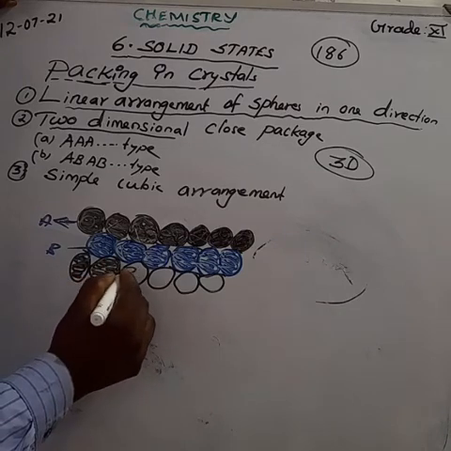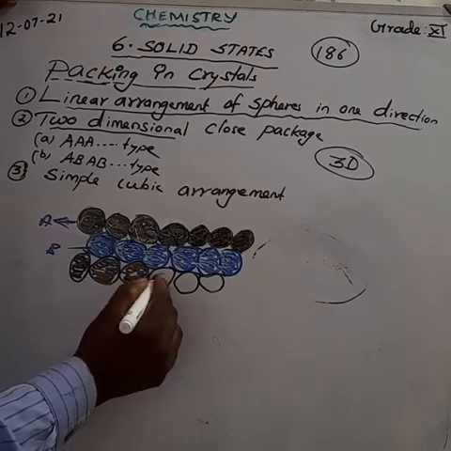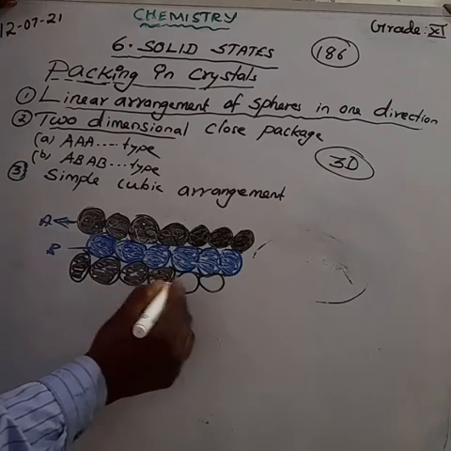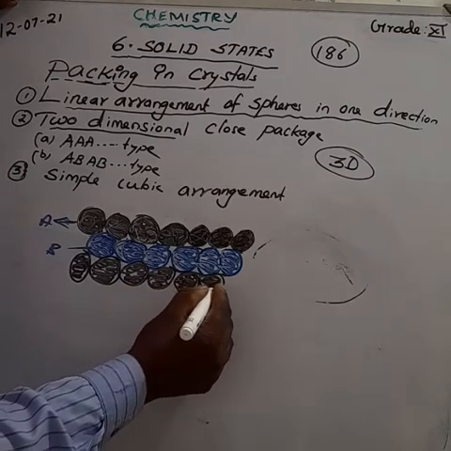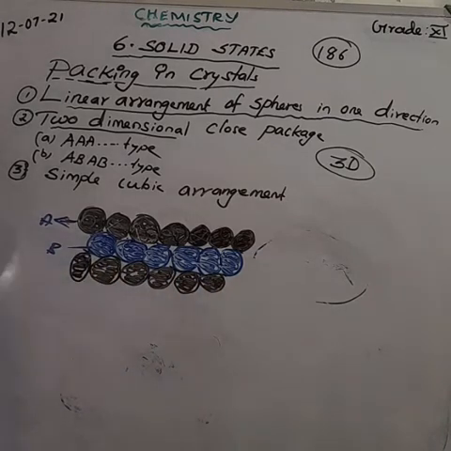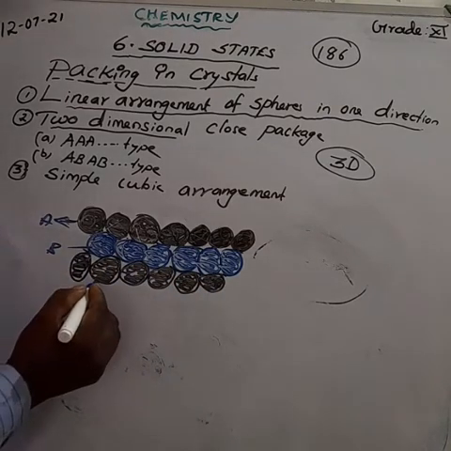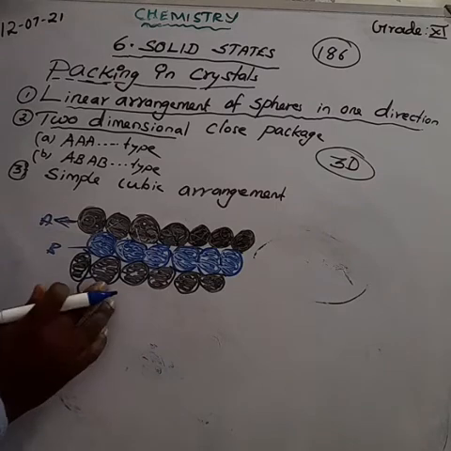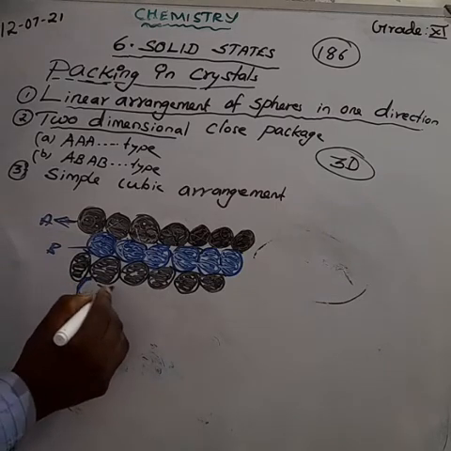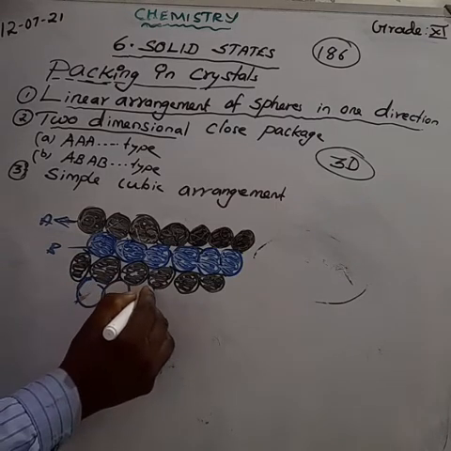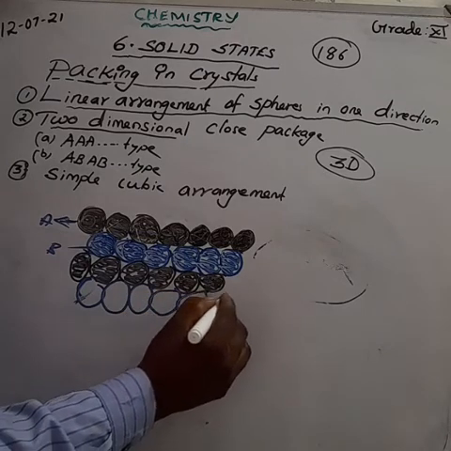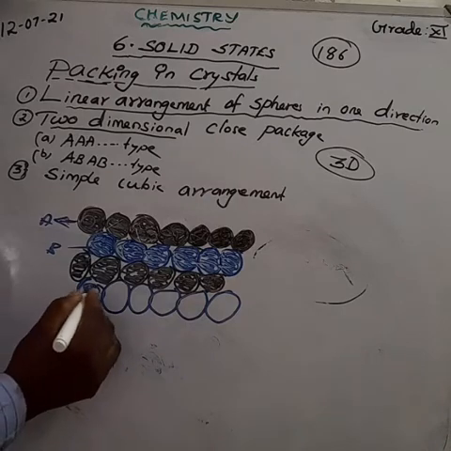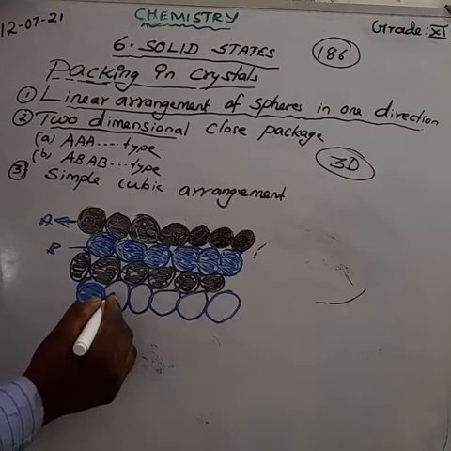Another arrangement is the simple cubic arrangement. That is about three-dimensional packing. The first arrangement is the linear one. The second is the two-dimensional arrangement, that is A type and AB type. The third is obtained by repeating A type two-dimensional arrangements in three dimensions. One more dimension.